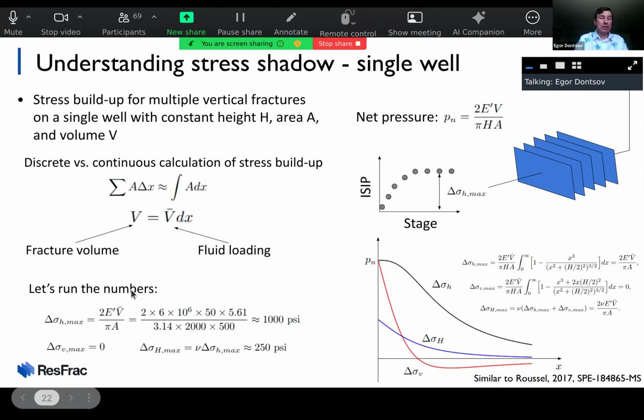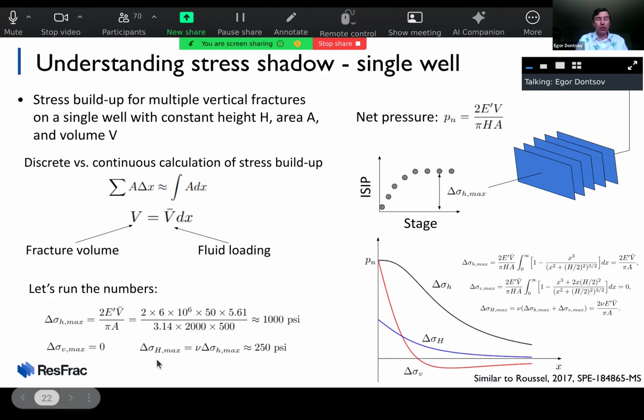But if you run the numbers, this increase is about 1,000 psi. And I think this is about a few MPa, right? I forgot. Conversion is probably 7 MPa, right? 7 MPa like this. And then the vertical stress shadow is 0, because again it has positive and negative, so the areas exactly cancel out.